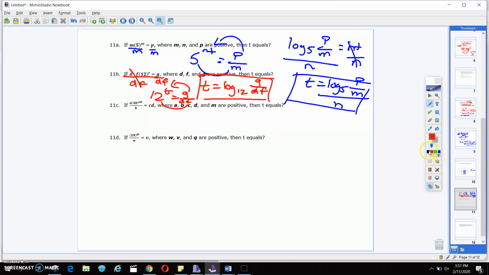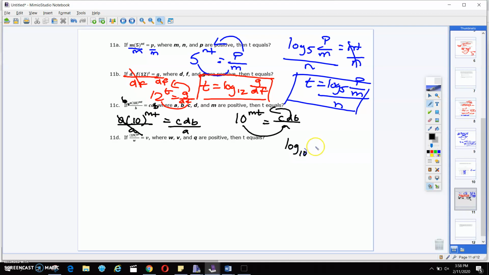Number 11C, that one was like the one that was on your quiz. So the first thing you're going to do is multiply by b on both sides. So this is going to be a times 10 raised to the mt equals cdb. It's like all the letters. Okay, we're going to divide by a on both sides. And this is going to be 10 to the mt equals cdb divided by a. Now we put it in log form. Oh yeah, log base 10 of cdb divided by a equals mt. We're going to divide by m on both sides because we're still trying to get t by itself.